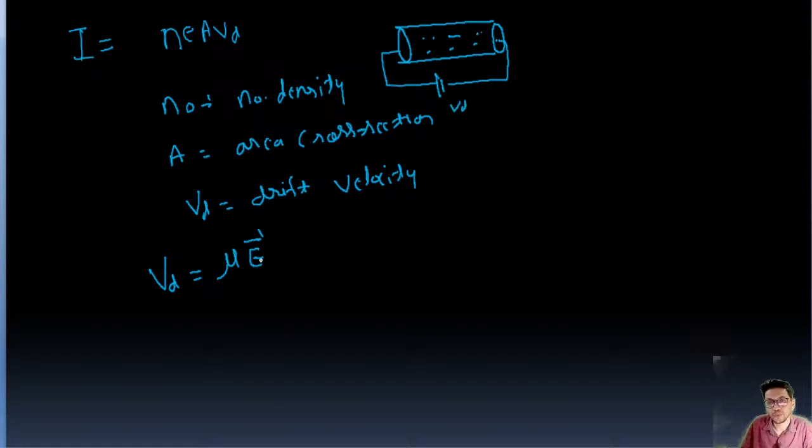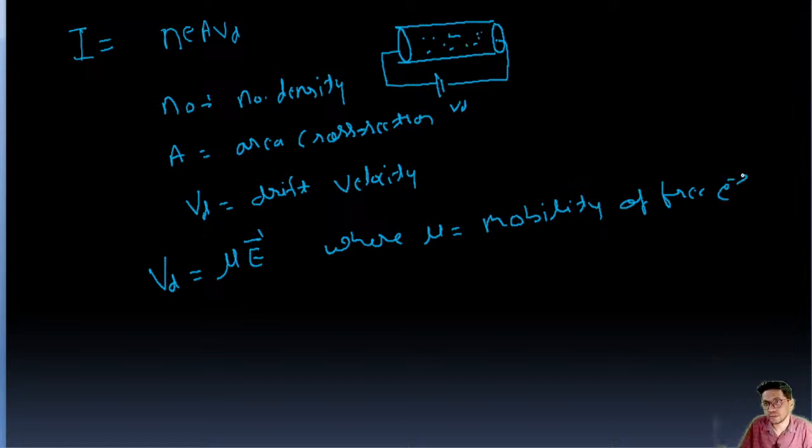Here mu is the mobility, how mobile the electrons are. It is the mobility of free electrons, these are the free electrons in the conductor. So from here we can see that vd, the drift velocity, is proportional to the electric field.